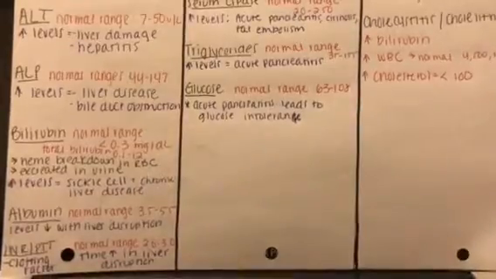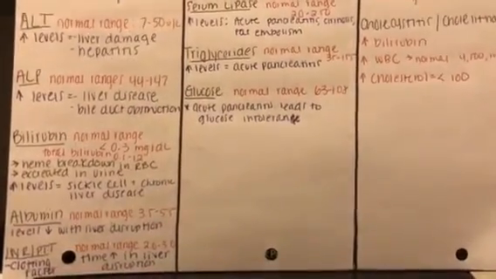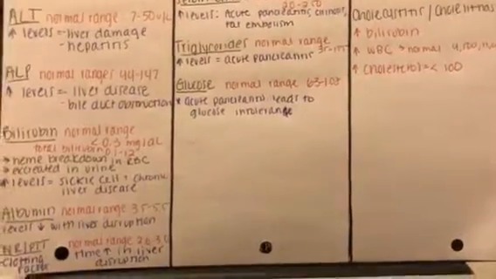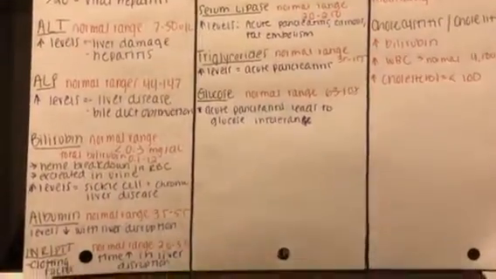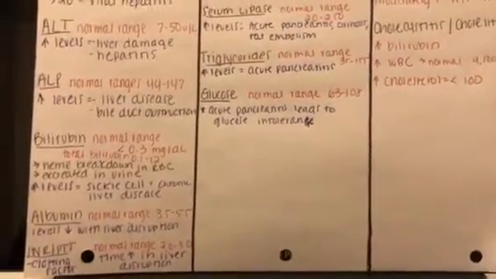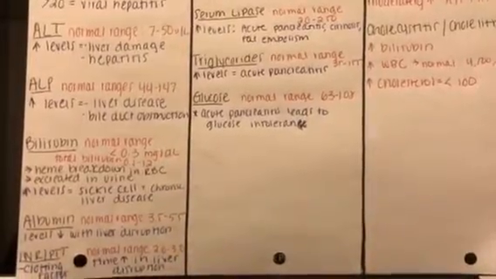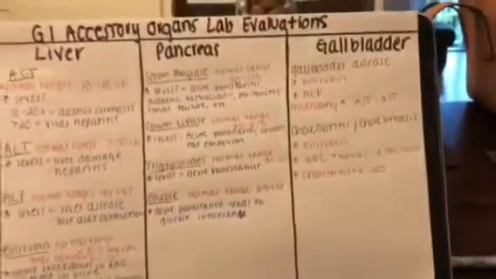Next is albumin. The normal range is between 3.5 and 5.5. Levels of albumin decrease with liver disruption. And lastly, for the liver, INR and PTT, this is your clotting factor. The normal range is between 2.0 and 3.0. And the clotting time increases with liver disruption.